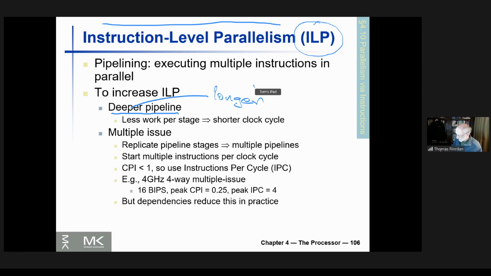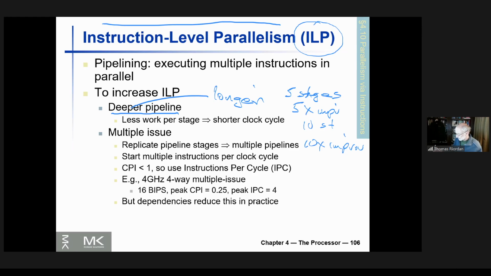And we know that when we made it 5 stages, we got a 5x improvement. So you would think, well, if we make it 10 stages, we'll get a 10x improvement. But the problem with that is that there isn't an obvious way to divide up the pipeline into 10 stages.